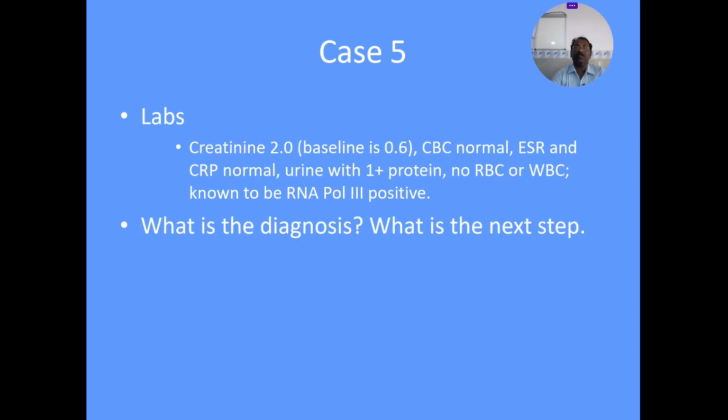So in the labs, creatinine, how much? 2. Baseline creatinine earlier, 0.6. Earlier blood pressure was normal. Earlier creatinine was normal. Now the creatinine has gone up from 0.6 to 2, a tripled, 3 times rise in creatinine levels, and a rise in blood pressure is also there. CBC normal, ESR and CRP are normal. Urine protein plus. RNA polymerase 3 positive. So what is the diagnosis here?